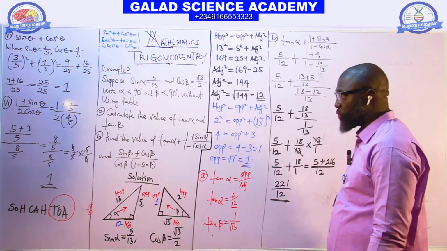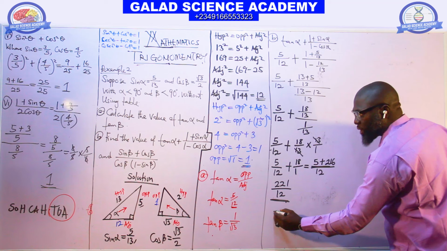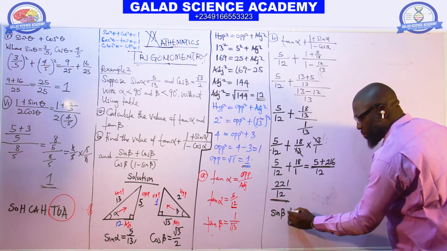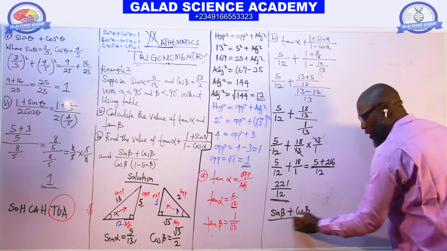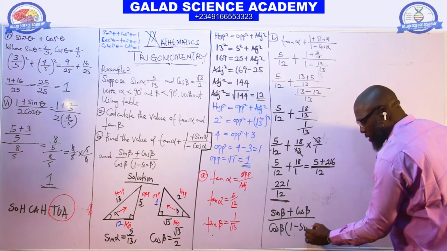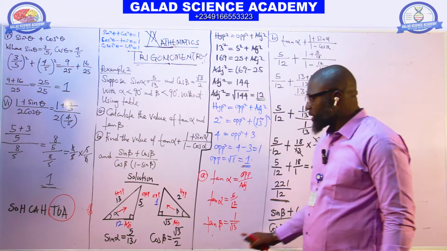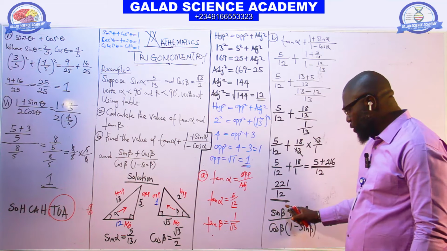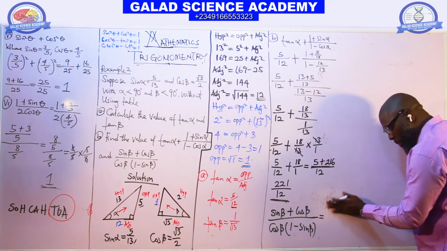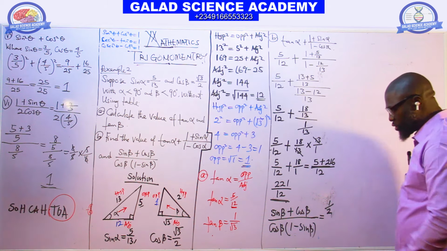So for the second one, which is B, you have to evaluate sine beta plus cos beta over cos beta into 1 minus sine beta. This is very simple too. So what is sine beta? Sine here is opposite over hypotenuse. So we can have 1 here. Our sine is 1 over 2. I'll not solve it though. I'll just give it to you, so you solve the remaining.